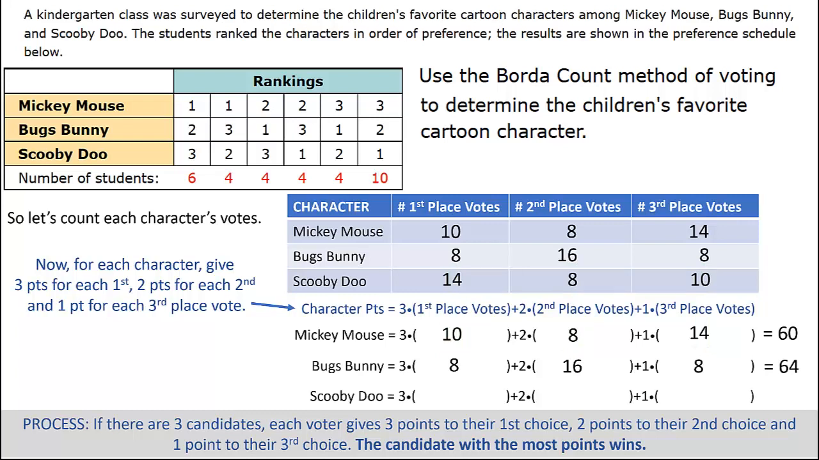And finally, go to Scooby-Doo, the same structure, push down the first, second, and third place votes. Scooby-Doo had 14 first place votes, 8 second place votes, and 10 third place votes. And 3 times 14 plus 2 times 8 plus 1 times 10 is 68. So if you look at that, Scooby-Doo had more points than all the others, so Scooby-Doo wins by the Borda count. It's really very straightforward, but you do have to be careful.